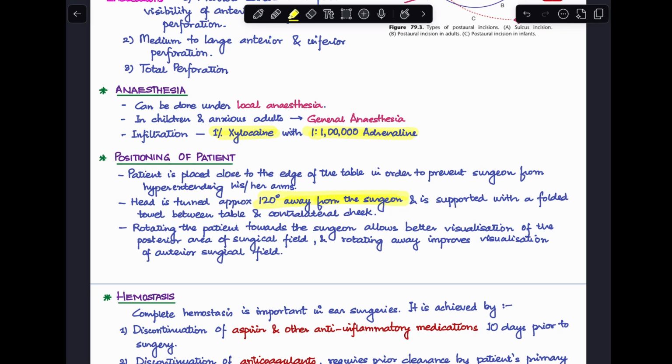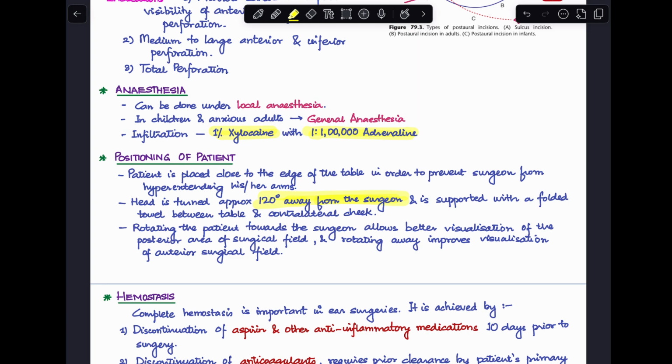So the ear undergoing surgery is facing up. And when the patient is rotated towards the surgeon, this allows better visualization of the posterior area of the surgical field, and rotating the patient away from the surgeon improves the visualization of the anterior surgical field.